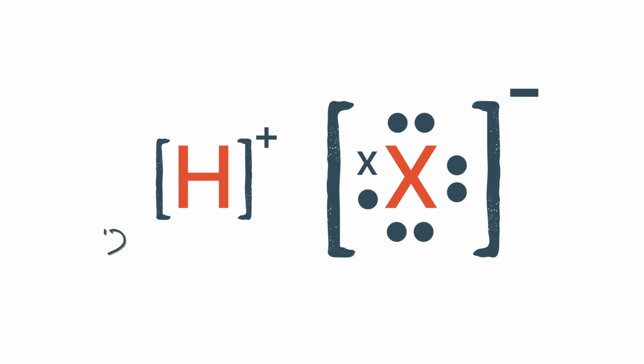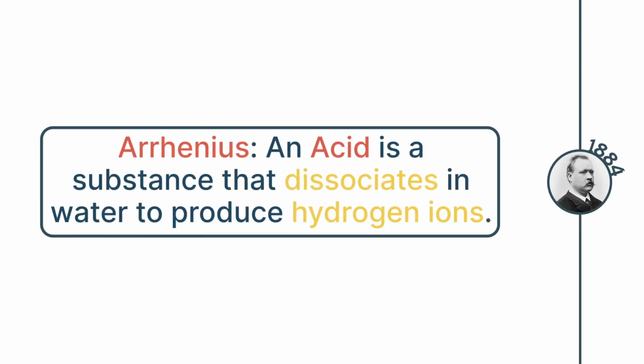This process of releasing ions in solution is known as dissociation, and this brings us to our first definition of an acid. The first person to describe a theory of acids and bases was the Swedish chemist Svante Arrhenius. He proposed that an acid is a substance that dissociates in water to produce hydrogen ions.